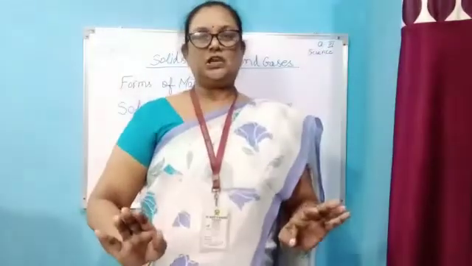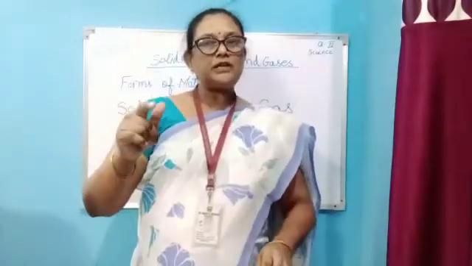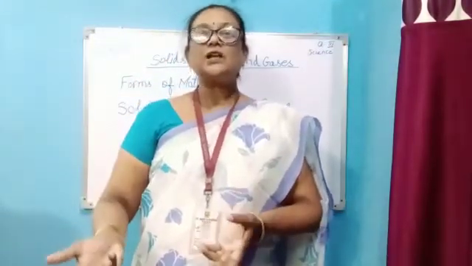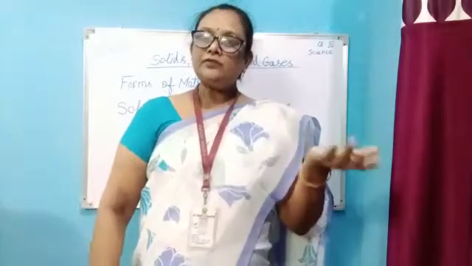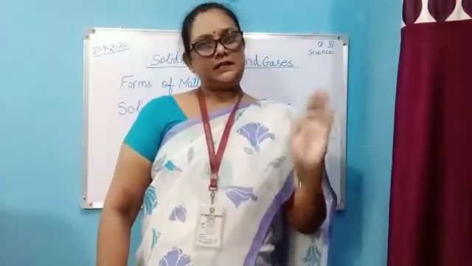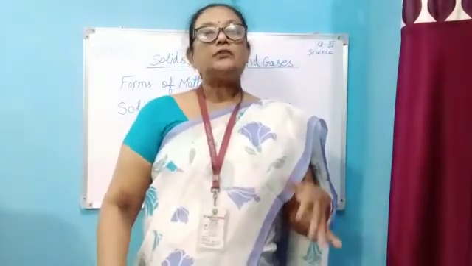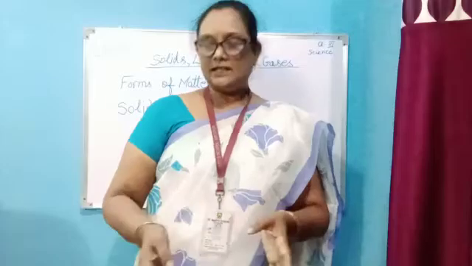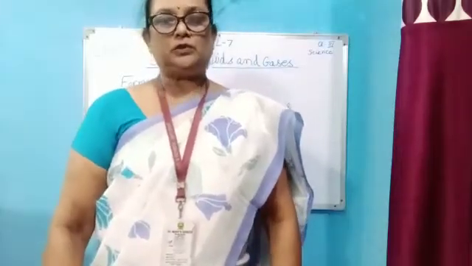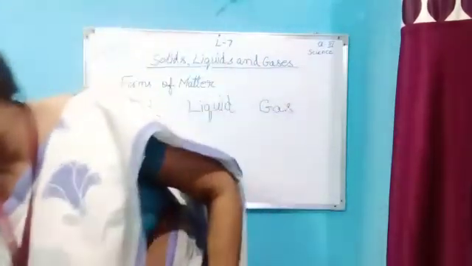So, have you understood? Liquids have no fixed shape. When I pour it in the glass, it takes the shape of the glass. When we pour it in the jar, it takes the shape of the jar. Or when we pour it in the bowl, it takes the shape of the bowl. So it does not have a fixed shape.